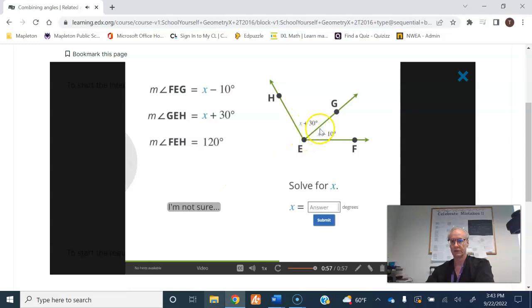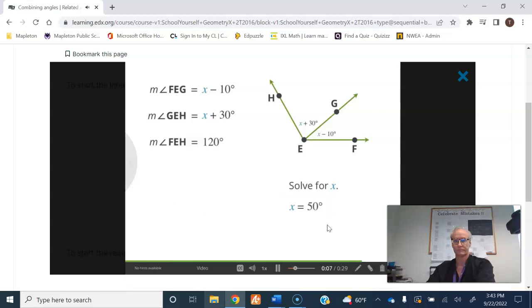Okay, what you should do, add x plus 30 and x minus 10 together and set it equal to 120. So I have 2x plus 20 equals 120. When you subtract 20 from both sides and divide by 2, you'll find your answer, which is 50, of course. Nicely done. So you found that x equals 50 degrees.